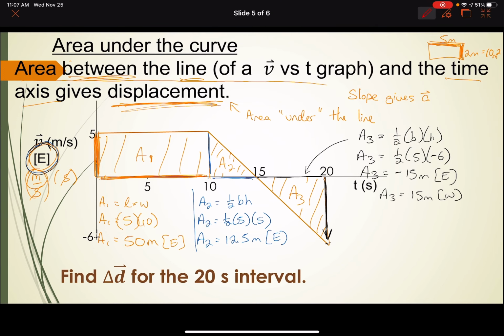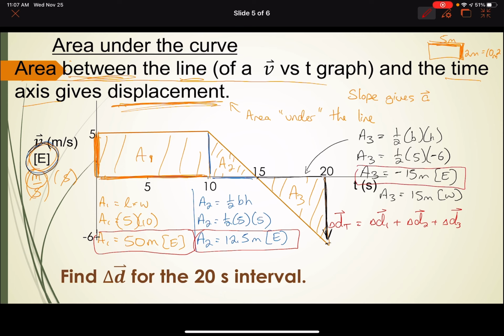Let's choose a little bright red here. In order to find the total displacement, this is really what I'm looking for. It is displacement 1 plus displacement 2 plus displacement 3. These guys are all vectors. I'm going to go with all of my east ones, because that's how I add vectors. So this is 50, and I'm saying east is positive, so 50 plus 12.5 plus -15, because I'm actually going west here, so that's why it's the negative answer.